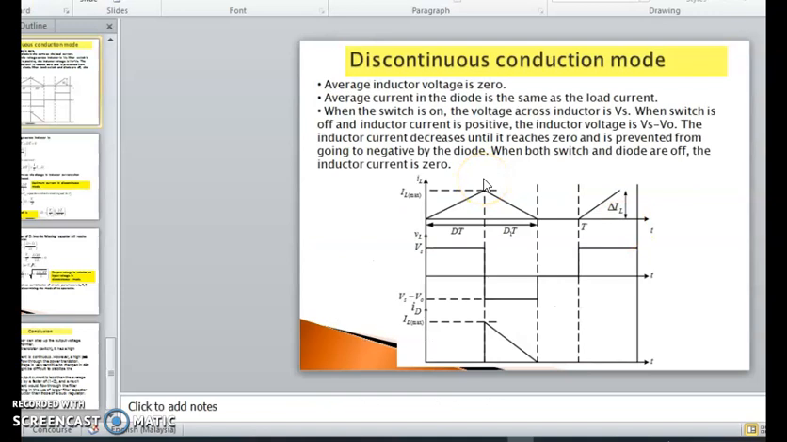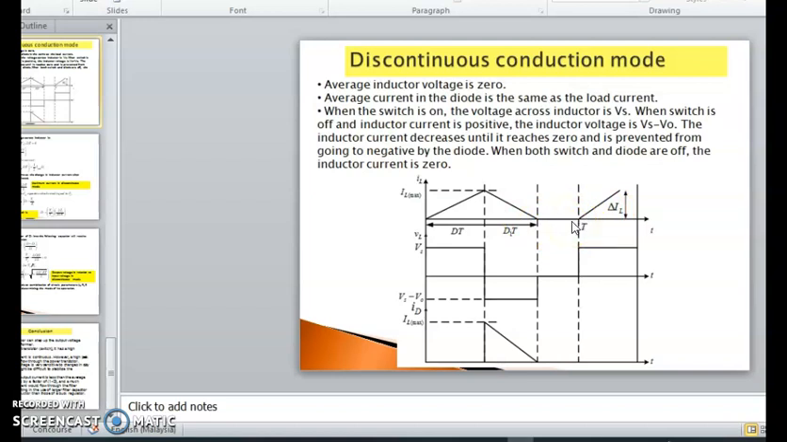So next we go to the DCM, discontinuous conduction mode. What this means is that when the average inductor voltage is zero, we have an on and off period. During on, the voltage rises up from zero to maximum when the duty cycle happens. When the duty cycle is off, it goes down and reaches zero, and we have a dead time between the on-off and the start of another cycle. We have a dead time.